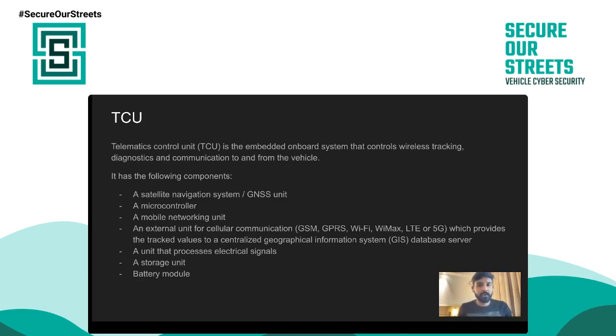The Telematics Control Unit is the embedded onboard system that controls wireless tracking, diagnostics, and communication to and from the vehicle. It is a hardware unit placed in the car and used to connect to other vehicles or other infrastructure. Modern cars have different communication technologies like V2X, V2I, or V2V. V2X is vehicle to everything, and V2I is vehicle to infrastructure.